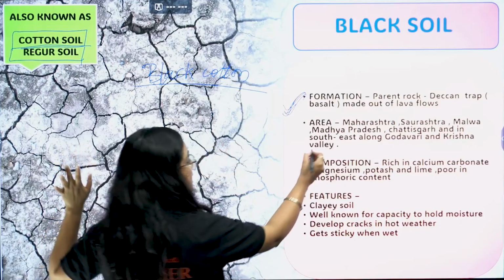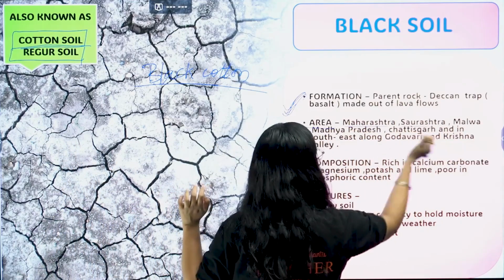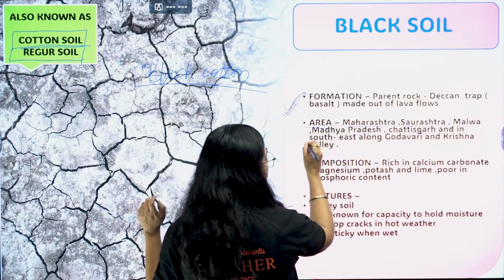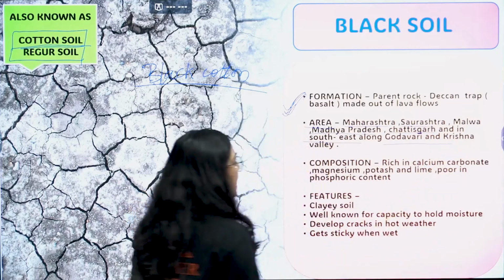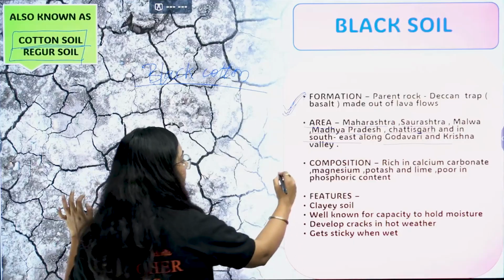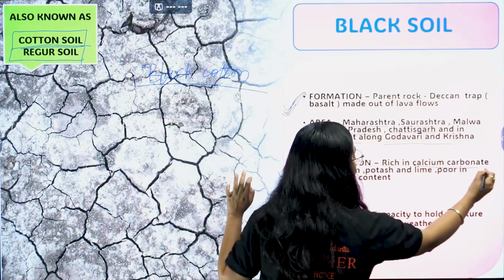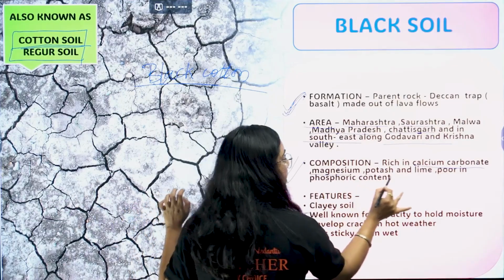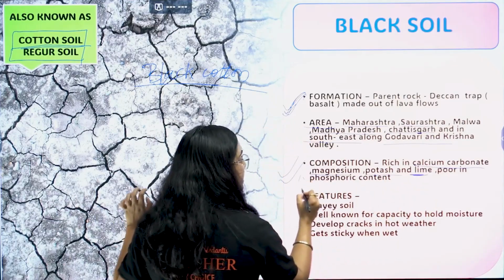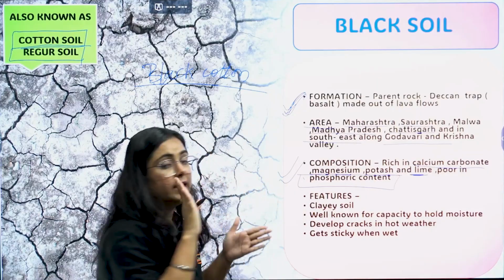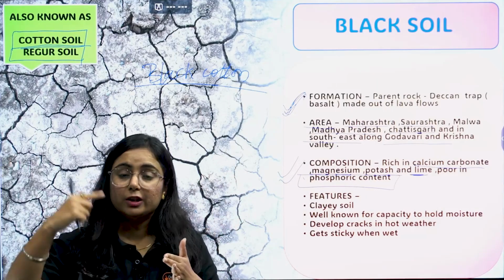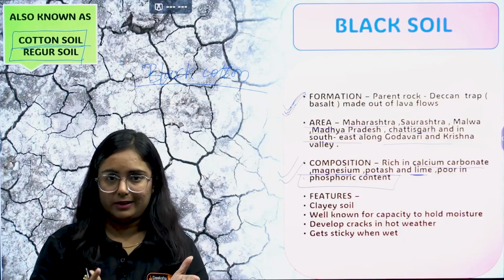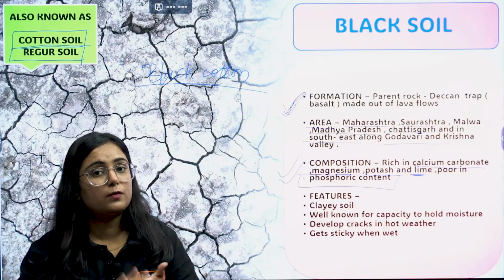So where is it found? In Madhya Pradesh, Saurashtra, Malwa, Chhattisgarh, and the southeast region along the Godavari and Krishna Valley. Talking about the mineral composition, this is rich in calcium carbonate. Pay attention: calcium carbonate, magnesium, potash and lime. However, it is not rich in phosphoric content. What you need to remember is calcium carbonate, magnesium, potash, lime are available, but it is not rich in phosphoric contents.